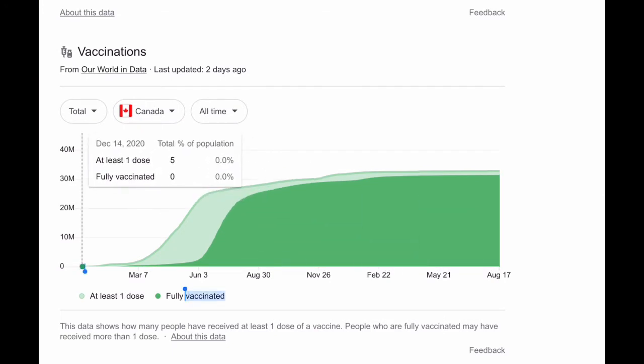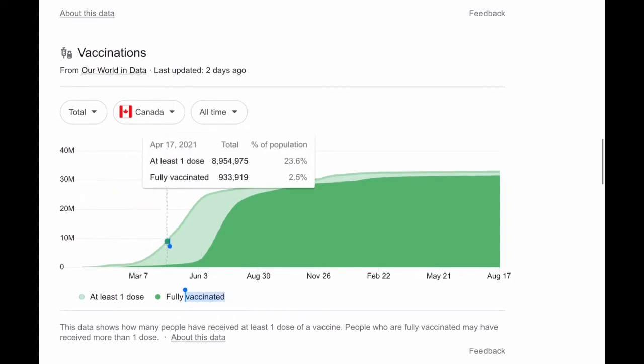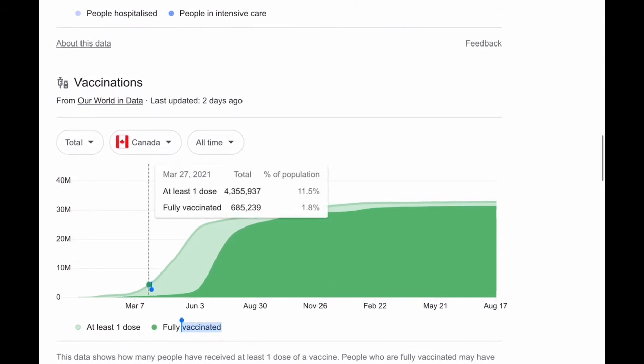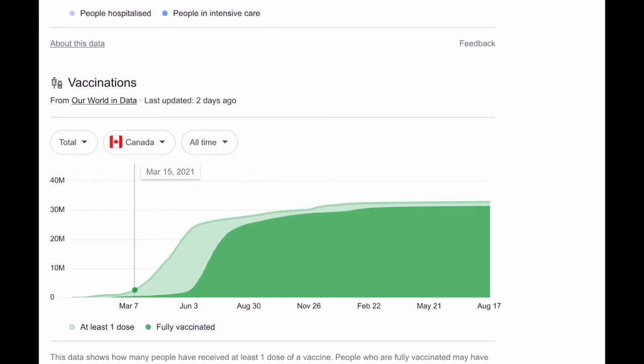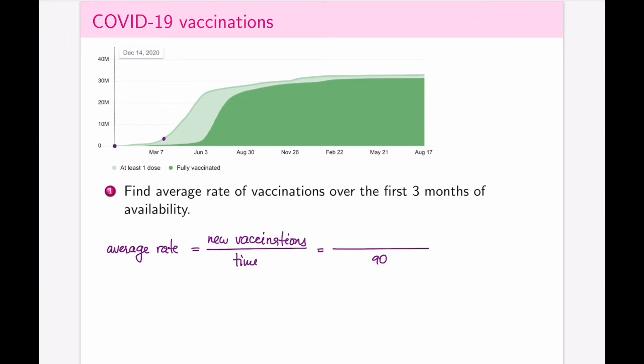On December 14th, there were 5 people that got the 1 dose. And on March 14th, I am going to move it until I get to March 14th. This is harder with this iPencil than it looks. There were 2,463,087 people. So let's record these 2 numbers. So what I have here are 5 people. And what I have here are 2,463,087.